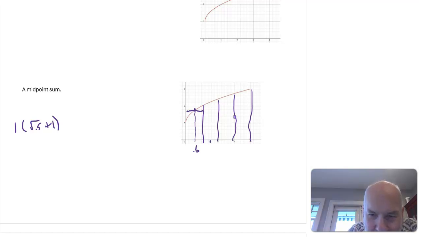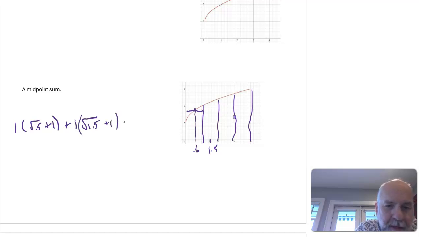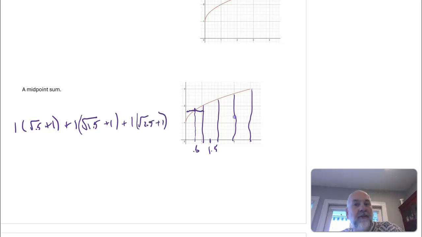And my next midpoint x value is 1.5, so the next one would be 1 for the width times square root of 1.5 plus 1. And then plus 1 times square root of 2.5 plus 1, and I'm running a little low on time. And then you could also do 3.5 plus 1 for the last region.